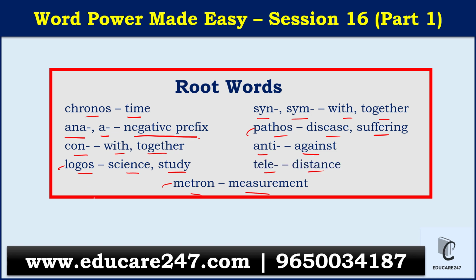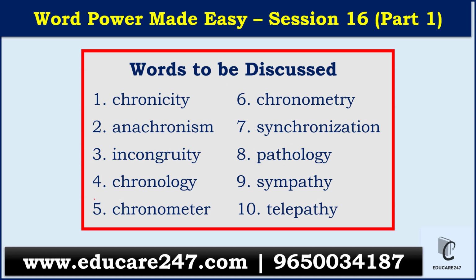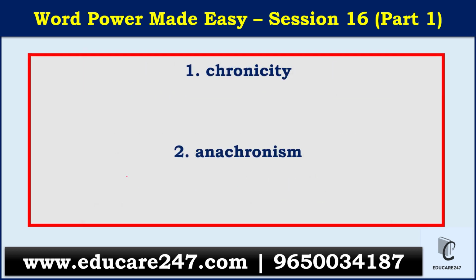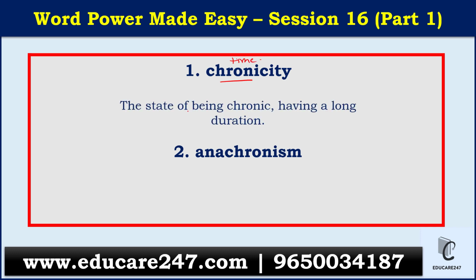So these are the 10 root words which were discussed in today's session. Let's start discussing the meanings one by one. The first word we have here is chronicity. Chronos is time, so what would chronicity be? Chronicity is the state of being chronic or having a long duration. Something which takes a long period of time to occur will be termed as having chronicity.